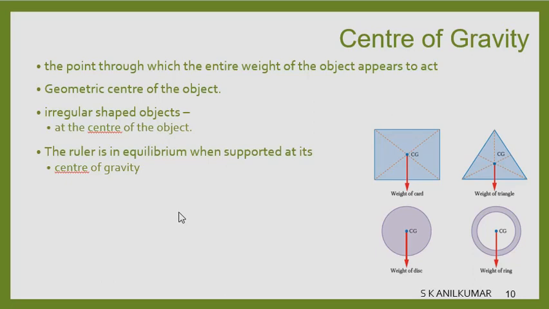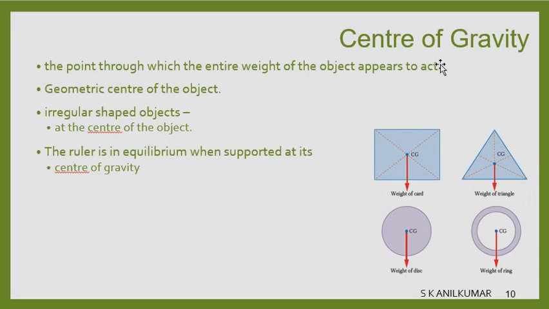The point through which the entire weight of the object appears to act is the center of gravity. That means what? If it is a square, this will be the center of gravity. If it is a triangle, you draw three lines from each corner and the point where they intersect is called the center, or the point through which the entire weight of this two-dimensional object appears to act. This is called center of gravity. This is the geometric center of the object. If it is a circle, a ring, a square, a triangle, the geometric center of the object is the center of gravity.